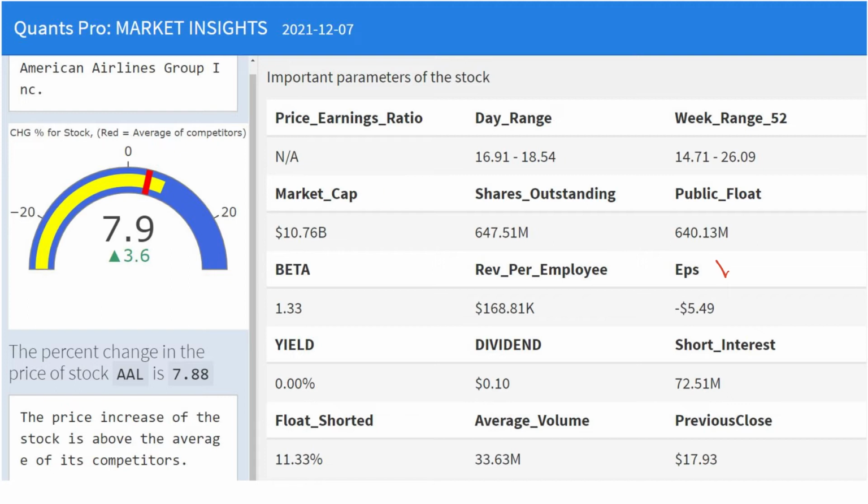The market capitalization value, which expresses the weight of the company's performance in the market, is $10.76 billion. Public float value is also approximately $640.13 million. The stock of the company closed at 17.3 with an average volume of 33.63 M. While the stock oscillated in the range of 16.91 to 18.54 during the day, the 52-week movement range was 14.71 to 26.09. After talking about some descriptors for you, let's look at the return performance of the company.